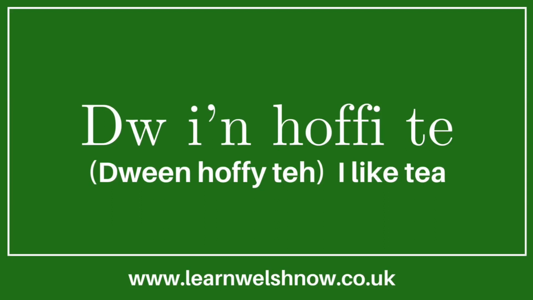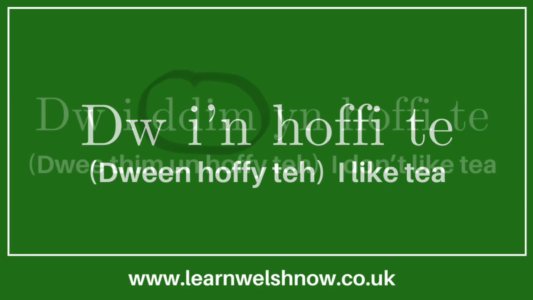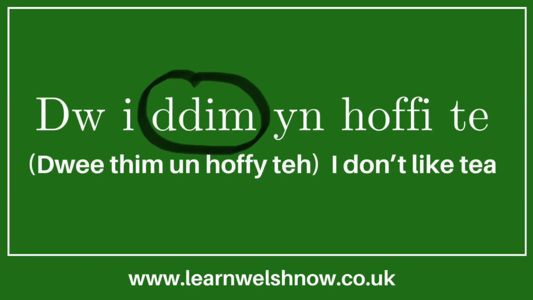All we are going to do to say I don't like tea is to add in one word, ddim. And instead of an apostrophe N, as in dwi'n, we're going to use the full word yn. I like tea, dwi'n hoffi te. I don't like tea, dwi ddim yn hoffi te. Dwi ddim yn hoffi te. I don't like tea, dwi ddim yn hoffi te.